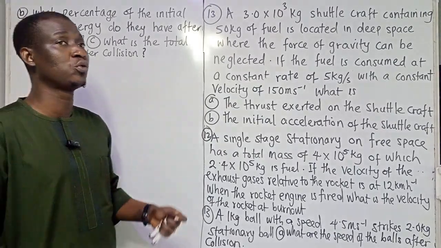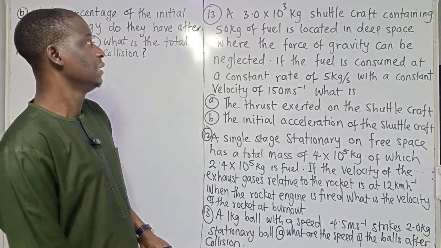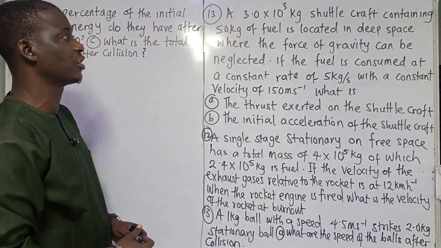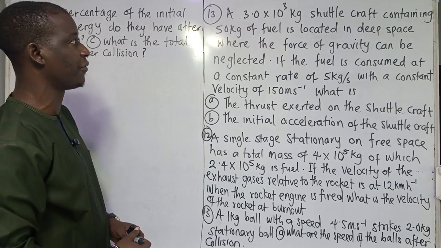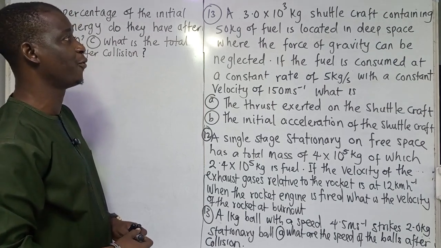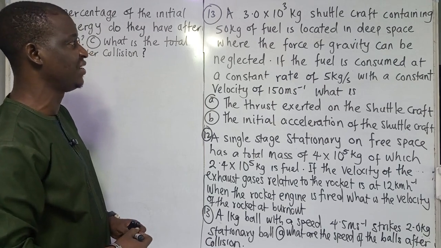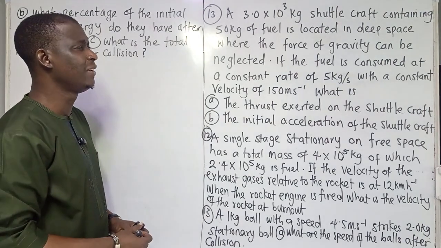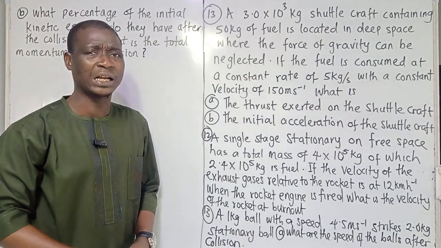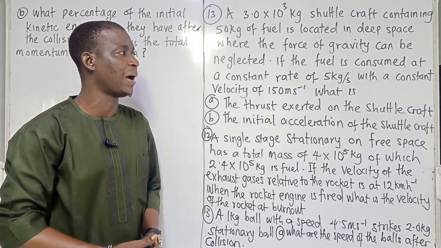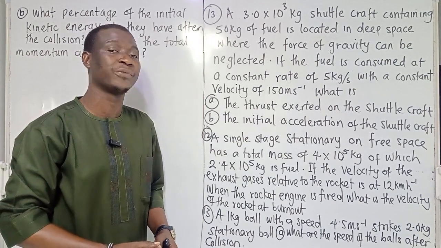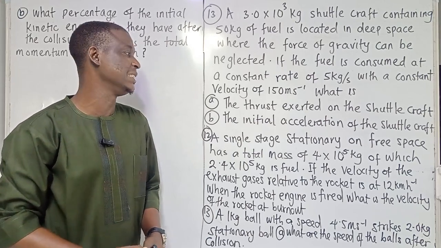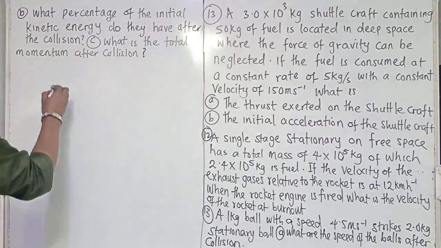Hello guys, we want to go into another section of momentum. This person says a 3.0 times 10 to the power 3 kilogram shuttlecraft containing 50 kilogram of fuel is located in deep space where the force of gravity can be neglected. If the fuel is consumed at a constant rate of 5 kilogram per second with a constant velocity of 150 meter per second, what is the thrust exerted on the shuttle?